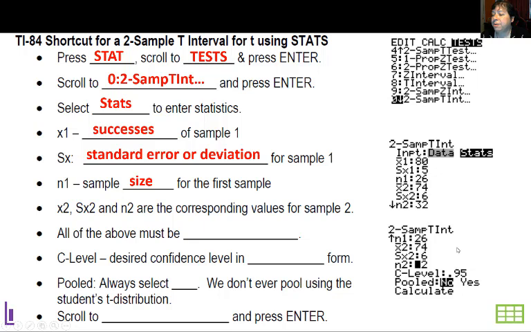Then you're going to scroll down. By the way, all these have to be integers. Then you scroll down and put in your confidence level in decimal form, and always select No for pooled. First of all, we didn't do pooled whenever we were doing confidence intervals before. We only did pooled when we did difference of proportions where the hypothesis was that they were the same. We'll talk some more about that with hypothesis tests for differences of means. Then you scroll to Calculate and press enter, and it will spit your answers out.